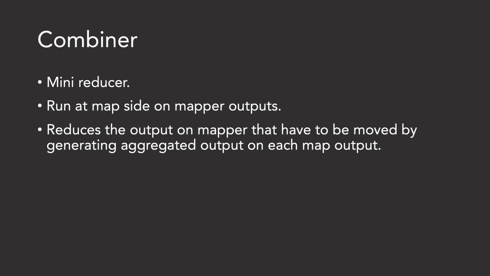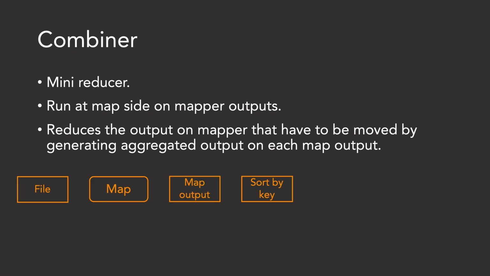Let's take a relook at the entire flow of MapReduce. So we have this file. The split of the file is sent to a map task, which creates its own output. Then you sort it by key. After it is sorted by key, you run the combiner on top of it, which acts as a mini reducer, and it will reduce the records by aggregating on that particular map output.